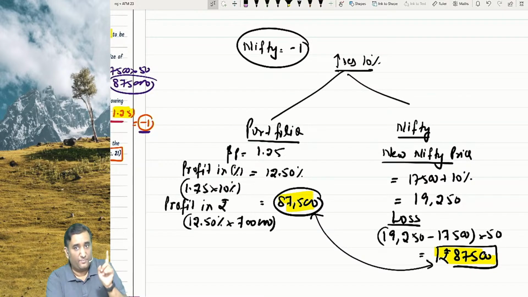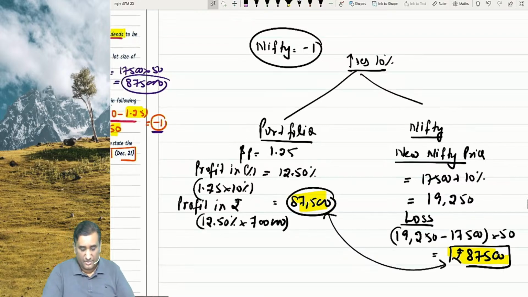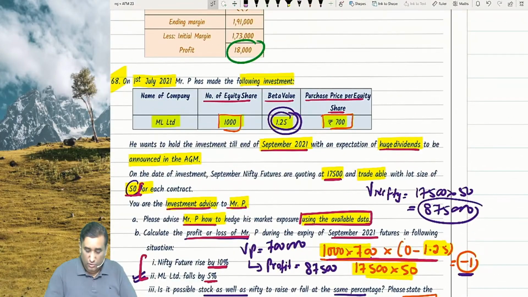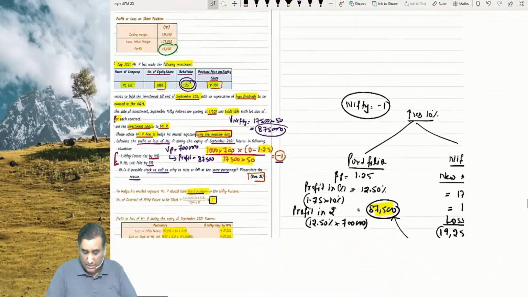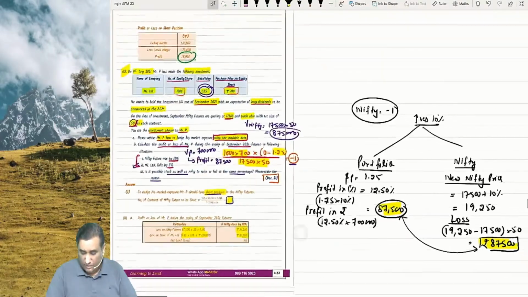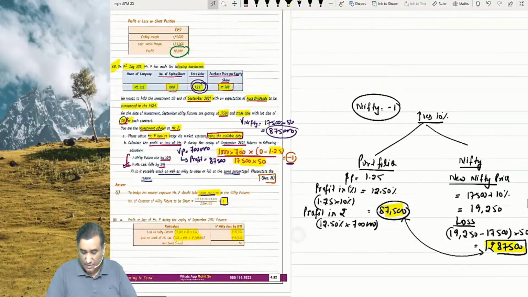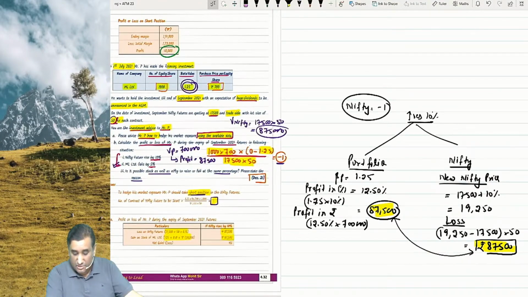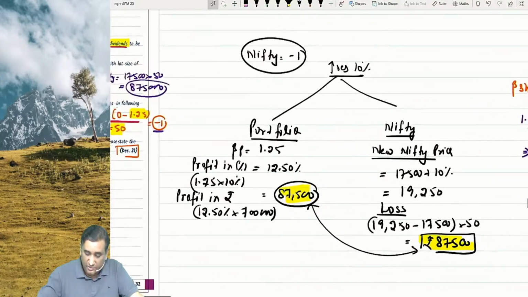Your loss on Nifty. Portfolio beta 1.25, so portfolio minus what? 5. Portfolio beta 1.5, and if the beta is 1.5, what will happen? Portfolio 1.25, profit of how much? 12.5. Profit in rupees comes to 7 lakh into 12.5, 87,500. Nifty will give you what? Loss. Nifty has given you a loss.